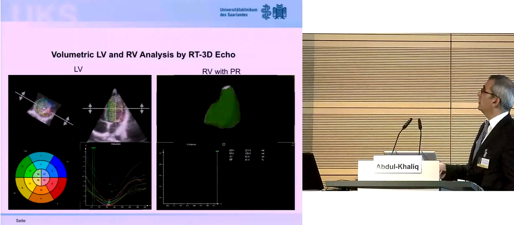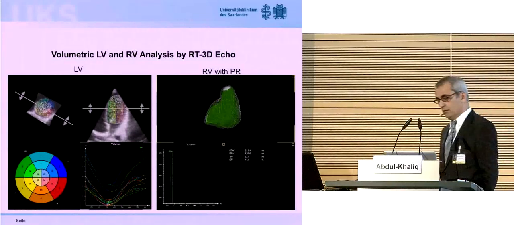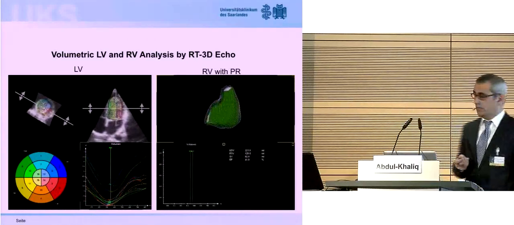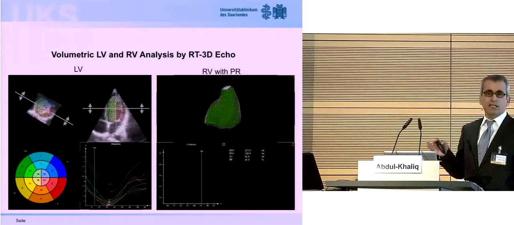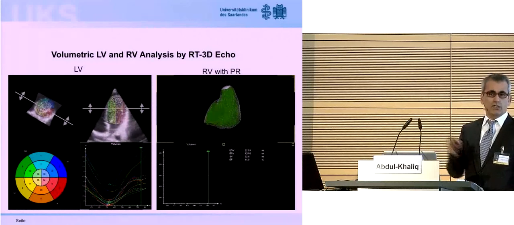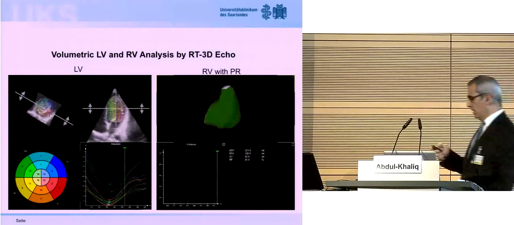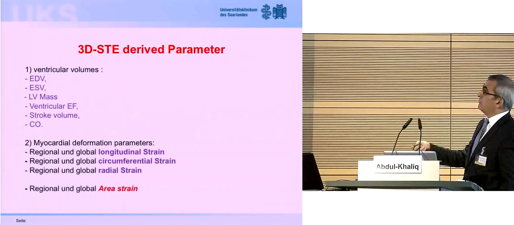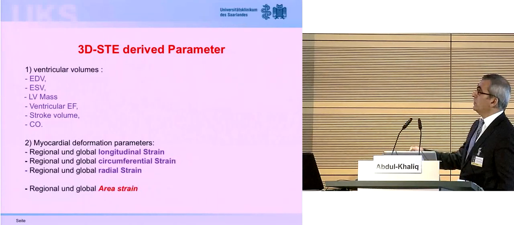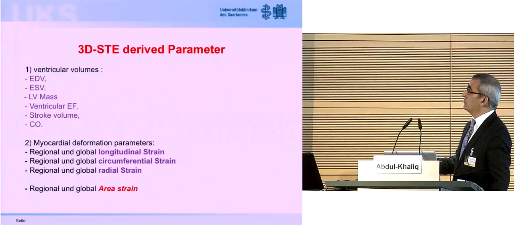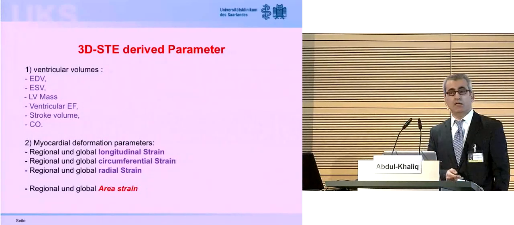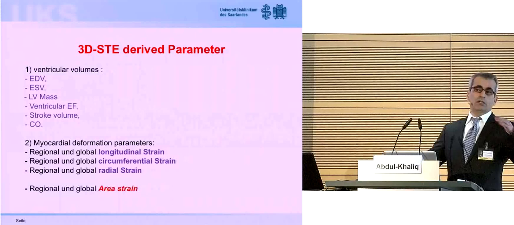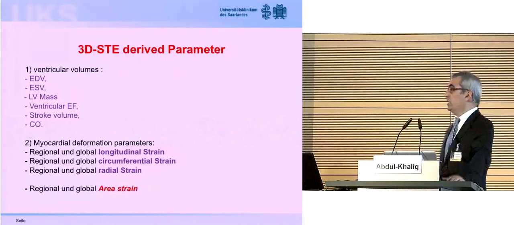This is a normal value. And also for the right ventricle, of course, there is a limitation concerning the acquisition of the data. I can say maybe in 60% of patients the 3D of the right ventricle is applicable. And you can get this information: diastolic volume, systolic volume, left ventricular mass, ejection fraction, stroke volume, and also 3D strain. In my opinion, this will be superior to the longitudinal, one-dimensional strain.